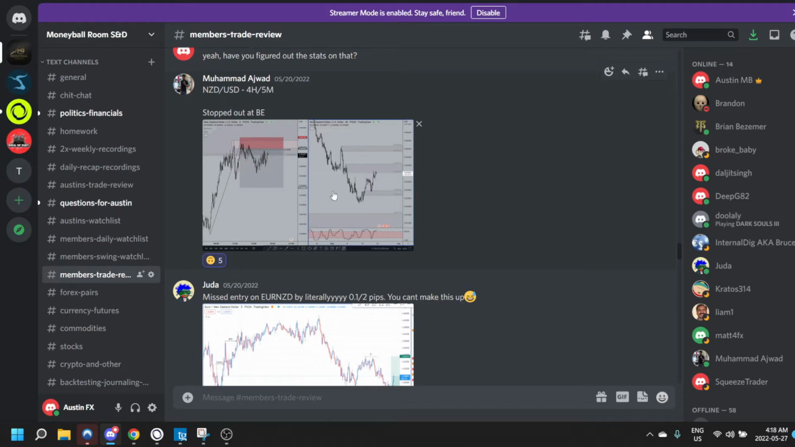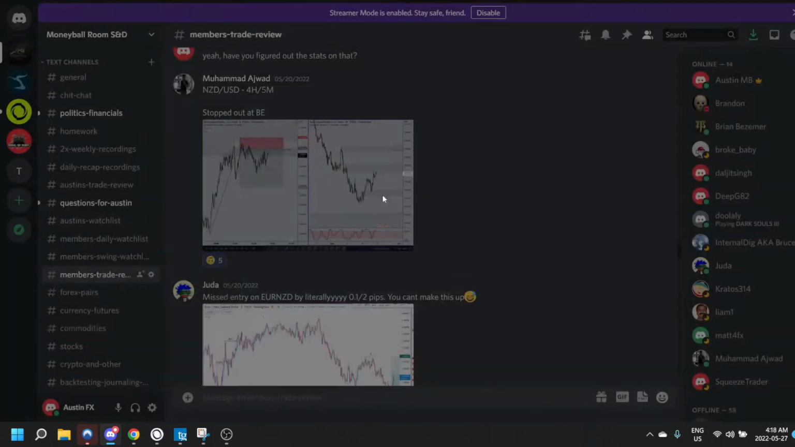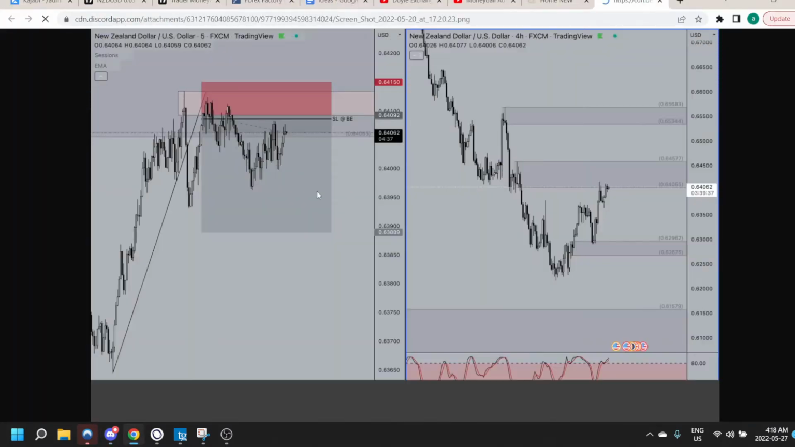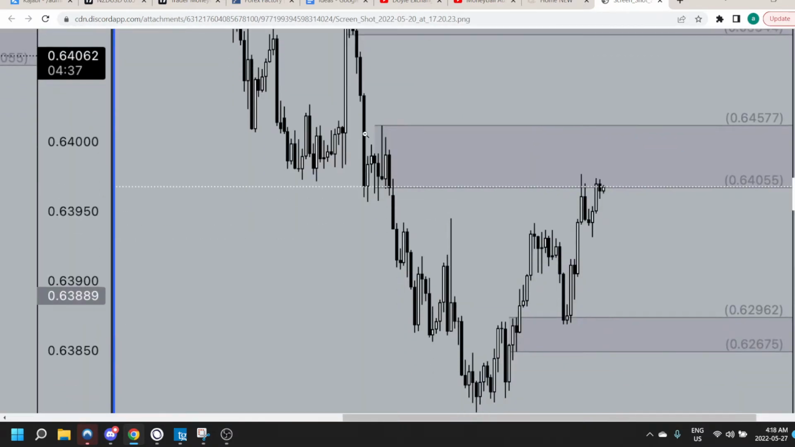In this trade, Muhammad was using multiple time frame analysis. He was using the 4-hour as his highest time frame and the 5-minute. Let me blow this chart up so you guys can see it a little bit better. There we go. New Zealand USD 4-hour time frame. He was using this 4-hour base drop. Notice how price based out here for 4 or 5 candlesticks and then continued the imbalance.